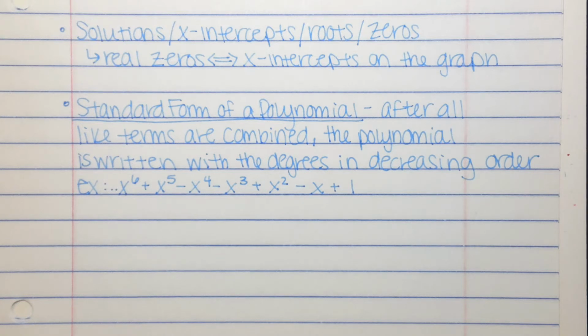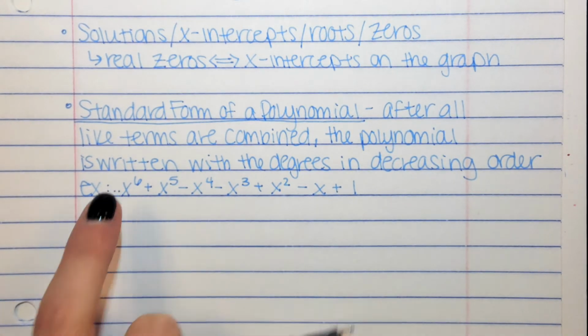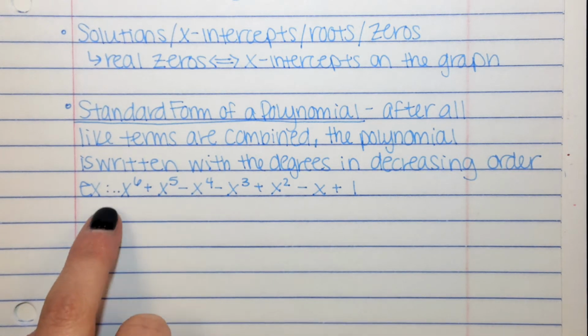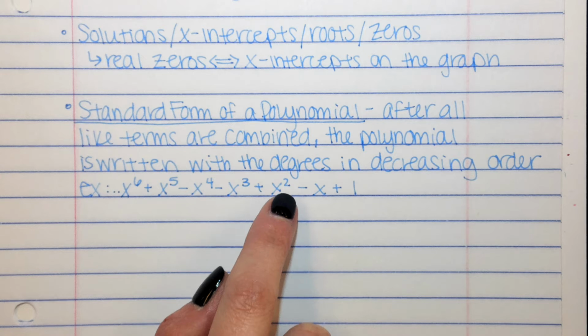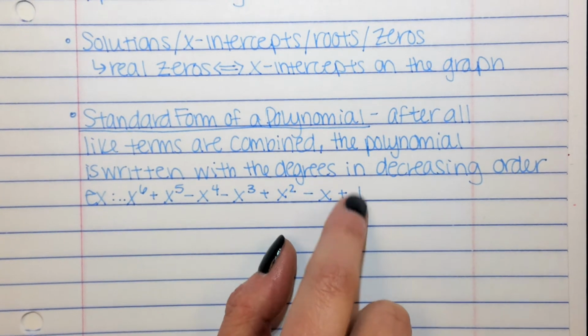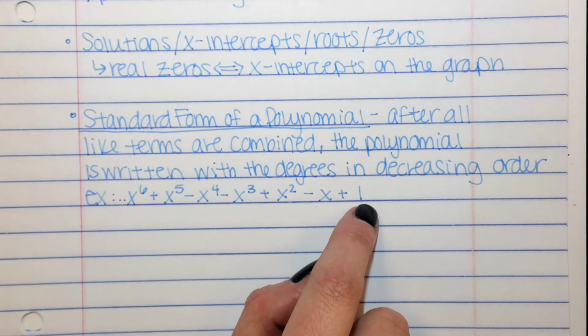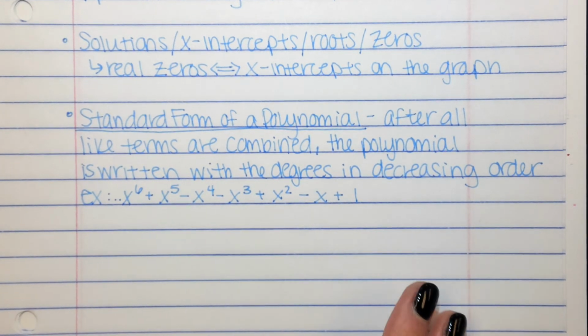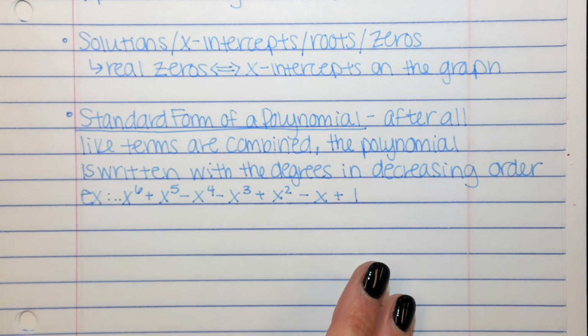You get the standard form of a polynomial after all the like terms are combined: the polynomial is written with degrees in decreasing order. Here's an example, and I put some dots at the beginning because we could start with whatever degree we wanted to. I just started with 6 so you could see, but we have 6, 5, 4, 3, 2. This is an understood 1, and this is a degree of 0 because it doesn't have a variable. After you combine like terms of a polynomial, you always want to get it in standard form, with the degrees in decreasing order. That makes it really easy to find the leading coefficient, the leading term, and the polynomial's degree. And we'll do that in a little bit.